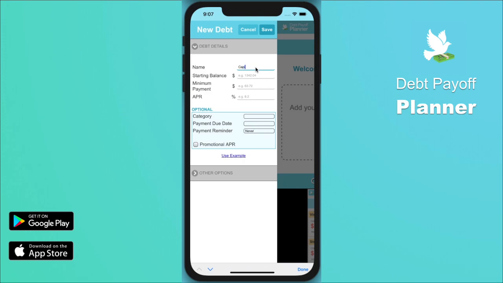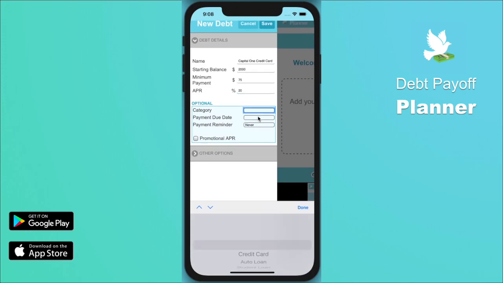So let's say we have a Capital One credit card that has a starting balance of $2,000. So this is the amount on our statement that we owe. The minimum payment that's required by the credit card company is $75, and the interest rate, the annual percentage rate, is 20%, which is pretty typical for a credit card.